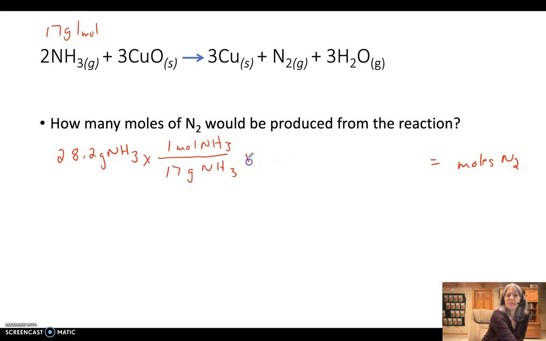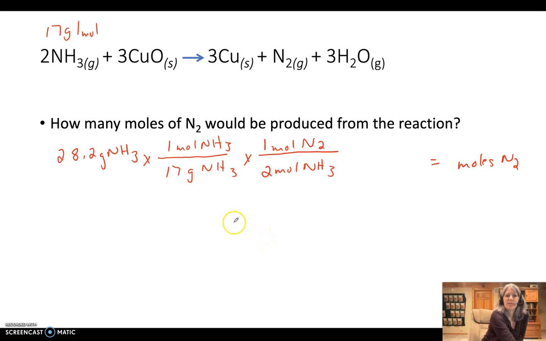So we have to look at the ratio in which they react. We're going to put the moles of ammonia on the bottom because they cancel out, and the moles of N2 on the top. What number goes in front of here? Well, we've got our balanced equation. If we didn't have our balanced equation, it would be a hard thing to do. But we know that for every 2 moles of ammonia, we produce 1 mole of N2. So those are the numbers that go there.